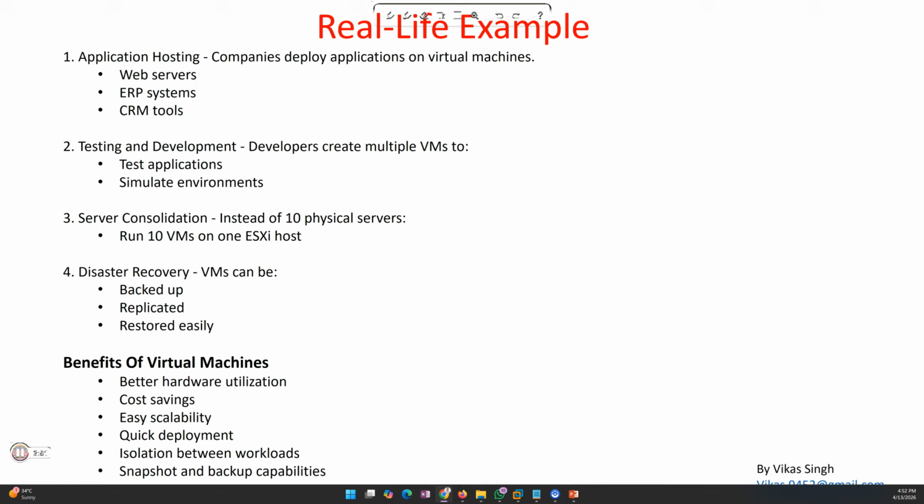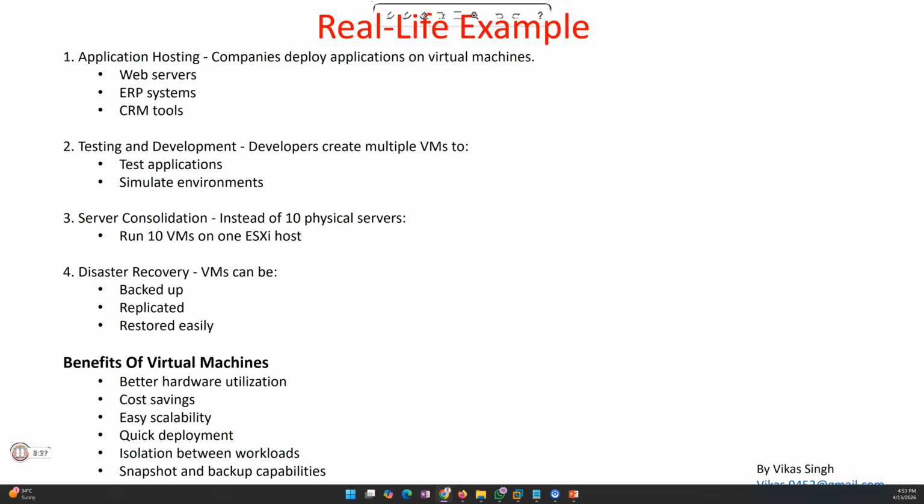These are some real-life examples, so you can relate to them better. Example one is application hosting. In a company, applications like web servers, ERP systems, and CRM tools can be deployed on virtual machines. Example two is the testing and development environment. Developers can create multiple virtual machines to test applications and simulate production environment issues. They can create and delete virtual machines anytime without affecting real systems.